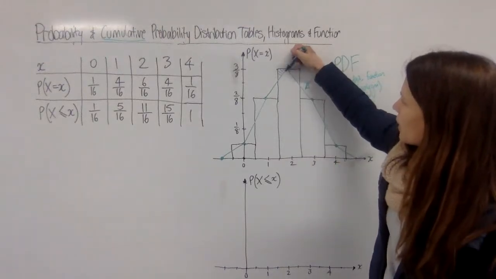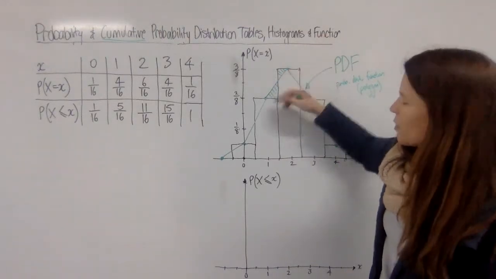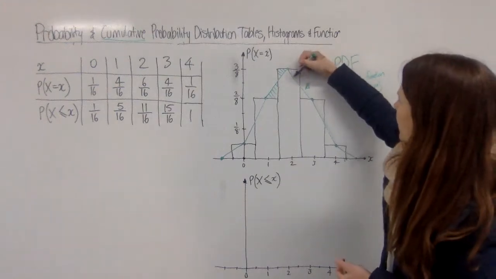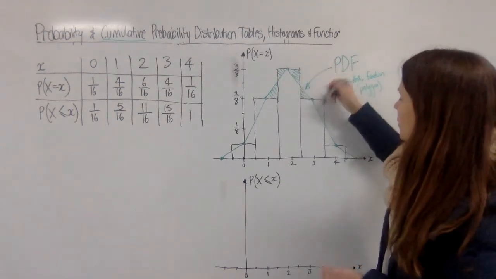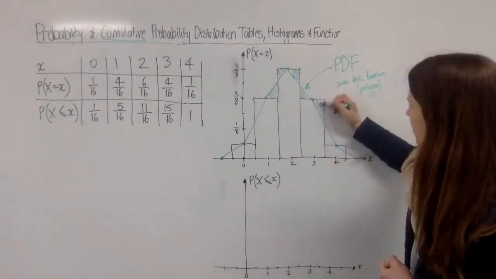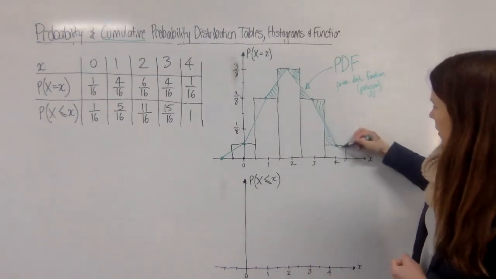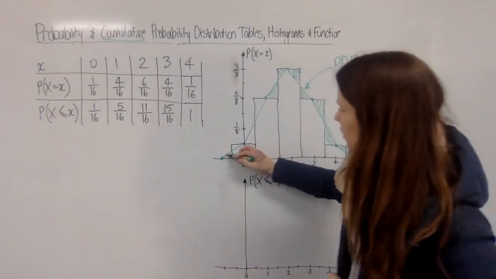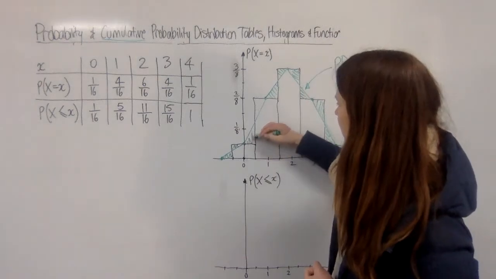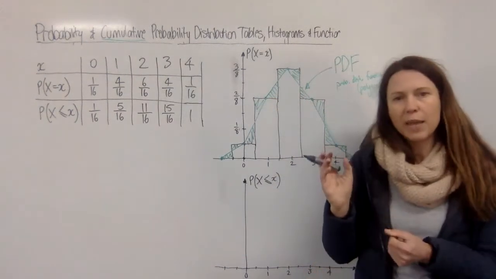This little triangle here is exactly the same size as this one, even though mine's a bit dodgy, doesn't look perfect. And this one is the same size as this one. They're the same size as each other. This one and this one are the same. This one and this one. This one and this one. And this one and this one. So they're all in little pairs.